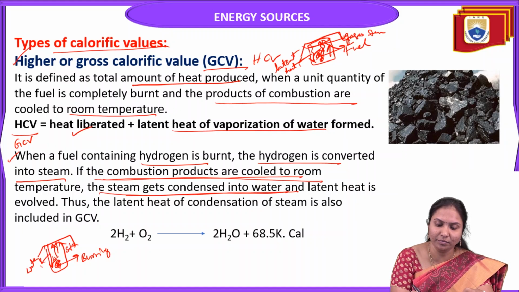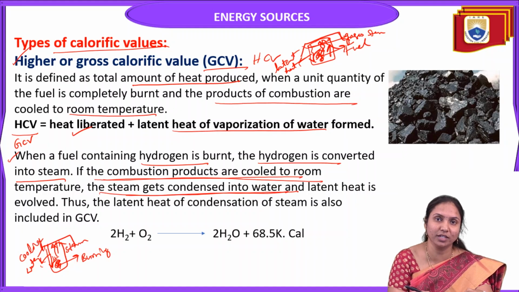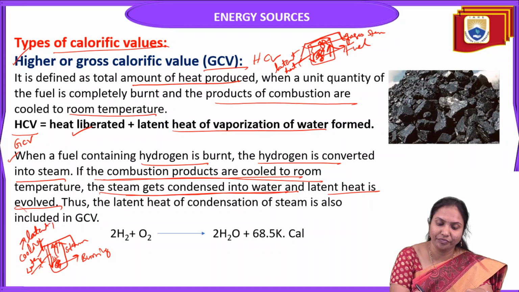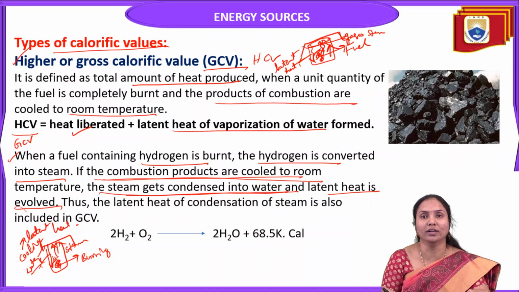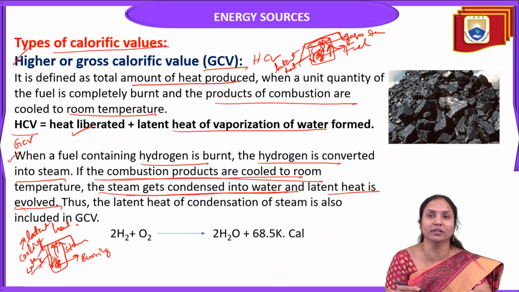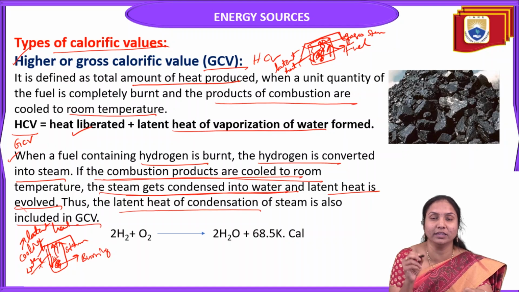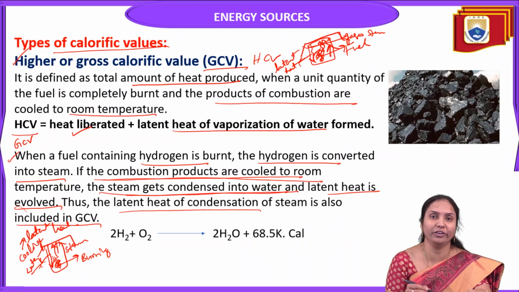Here, during cooling of the combustion product to room temperature, the steam is condensed back into water, and latent heat is evolved. So the latent heat of condensation of steam is also included in this GCV. That's why this GCV value is always greater than the net calorific value, the lower calorific value.